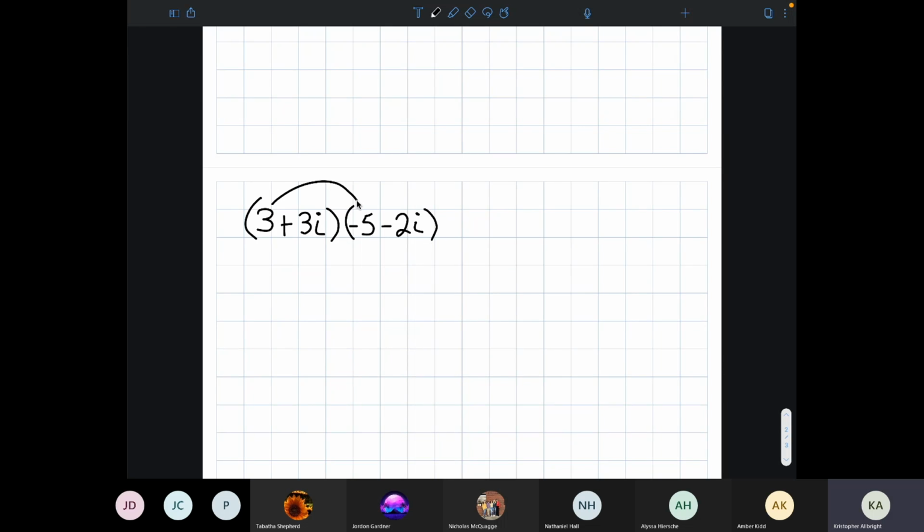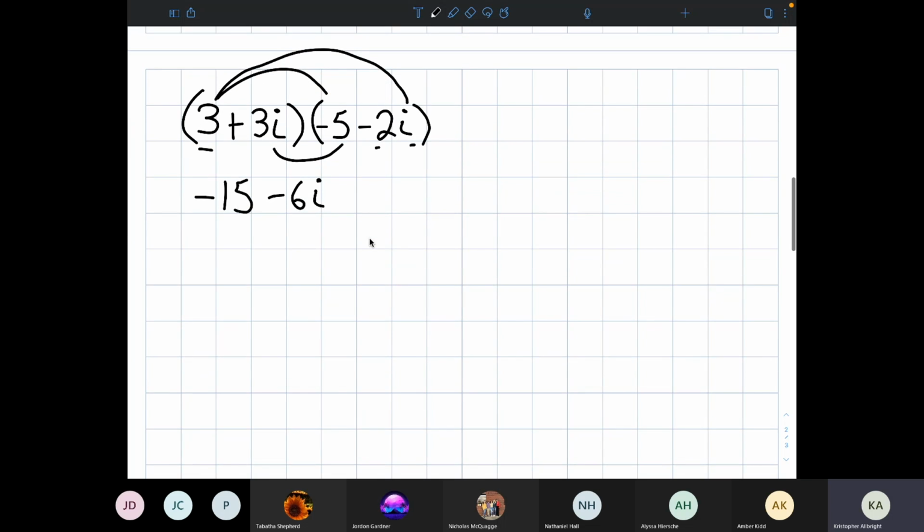So if we do this, we know how to do that. It's 3 times negative 5, which is going to give us negative 15. This, 3 times negative 2i. When you're multiplying a number by something with a number and i, all you do is multiply the numbers together. You treat it just like you would an x. So you're going to end up with negative 6i. And then here, we're in the same situation: negative 5 times 3i. So we're going to end up with negative 15i again.